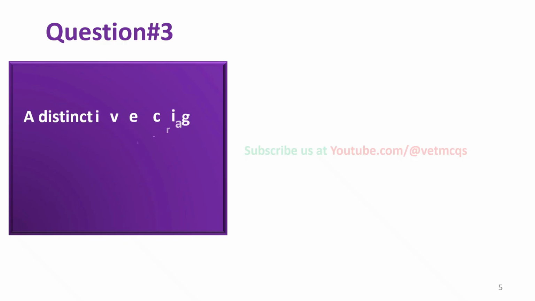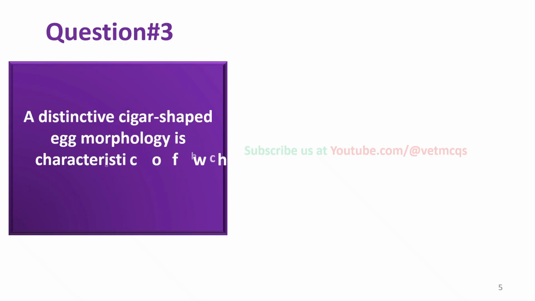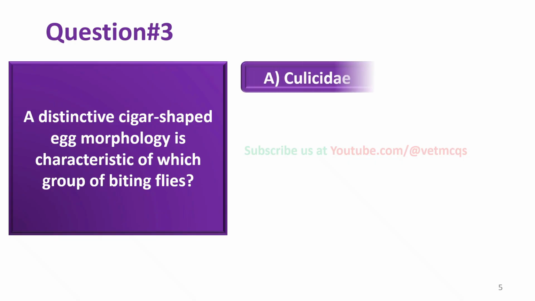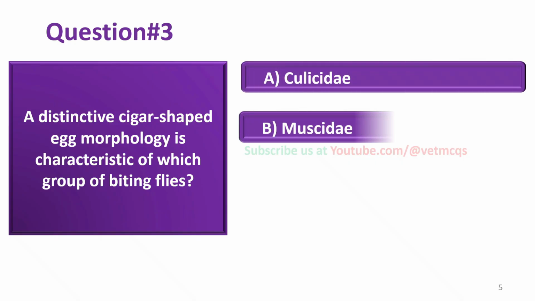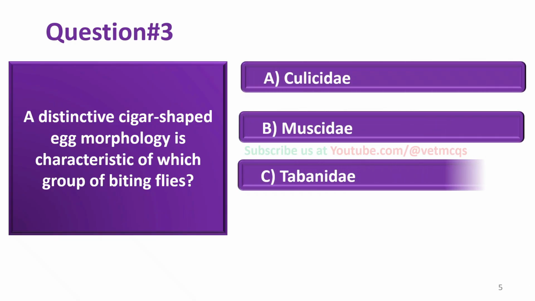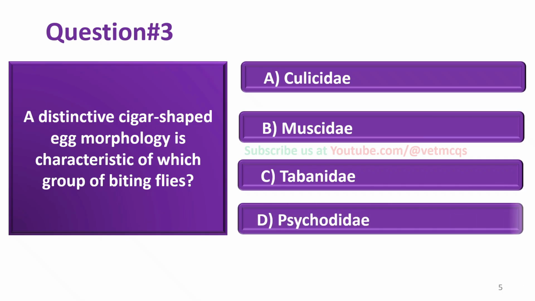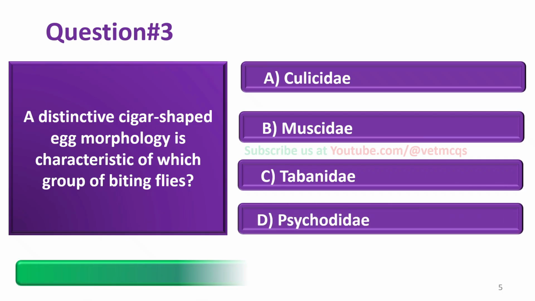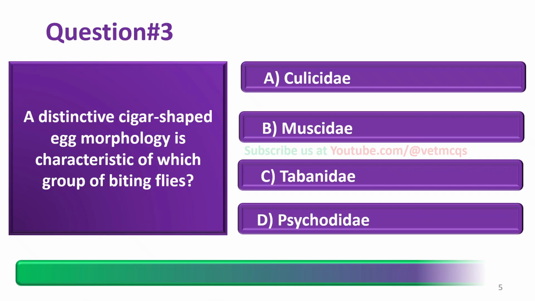A distinctive cigar-shaped egg morphology is characteristic of which group of biting flies? Culicidae, Muscidae, Tabanidae, Psychodidae. And the correct answer is option C, that is Tabanidae.